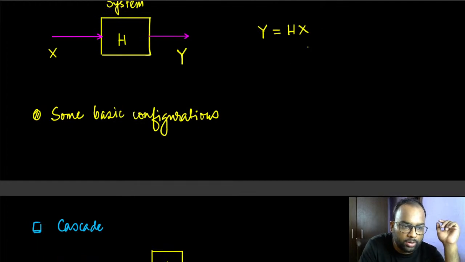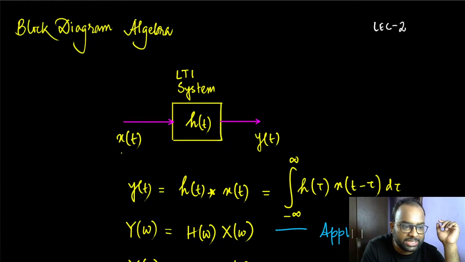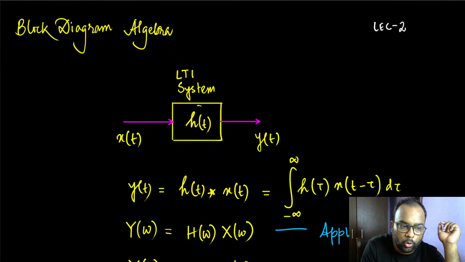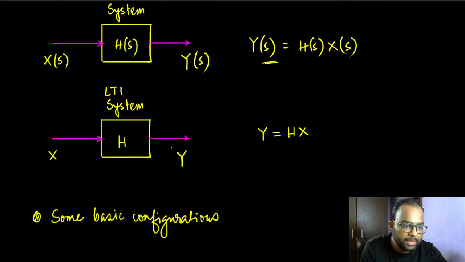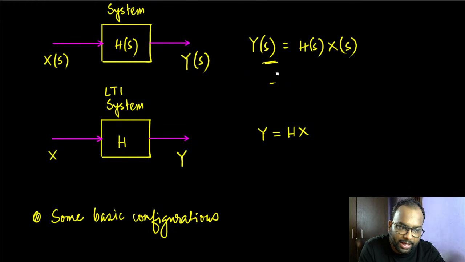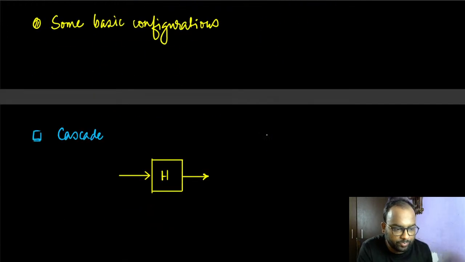Because if we know the input x(t), then we can calculate the Laplace transform of the input, and that gives you X(s). If we know the function H, which is the Laplace transform of the impulse response, then we can multiply X and H and calculate the Laplace transform of the output. And then, in order to calculate y(t), all we need is to apply the inverse Laplace transform on this. So this is kind of internally assumed. You have to understand that.